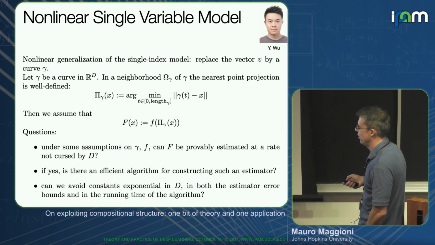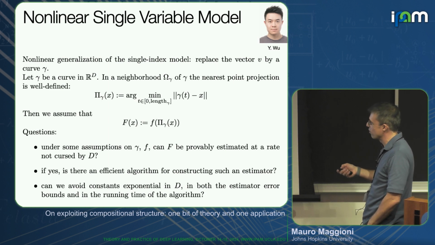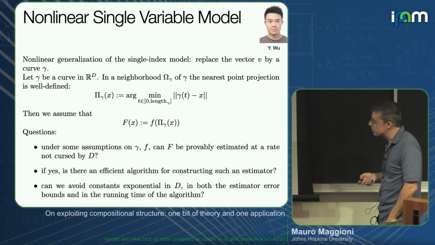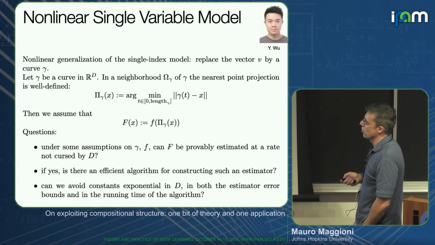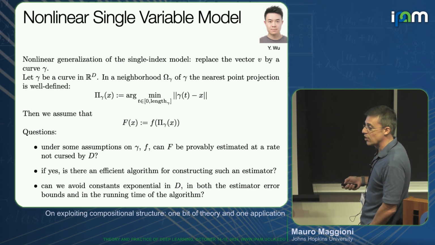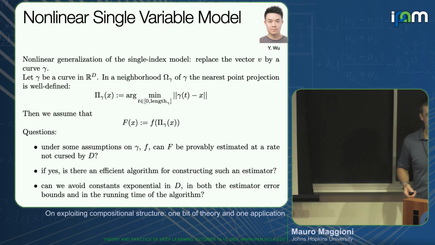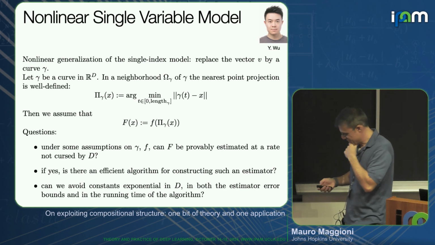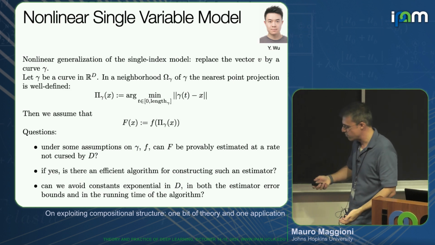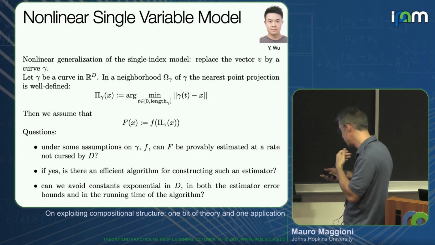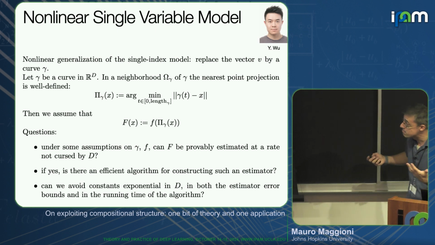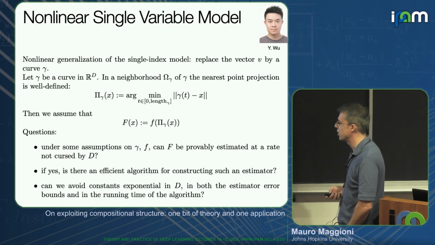And the questions: under some assumptions on the curve and on the small function f, can we estimate capital F at a rate which is not cursed by the dimension d? Is there an efficient algorithm for constructing that estimator? And we also care about not having constants exponentially in d. I'm sorry I keep saying this, but constants matter, and I see even in recent papers, even on single index and multi-index models, where these constants are now tracked, they're exponential in capital D, making the algorithm potentially not that useful in practice.